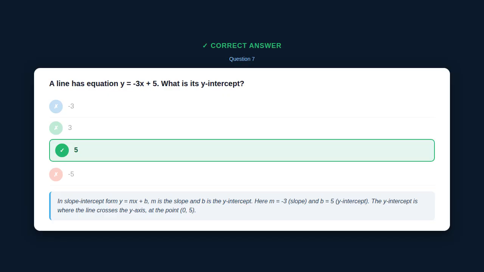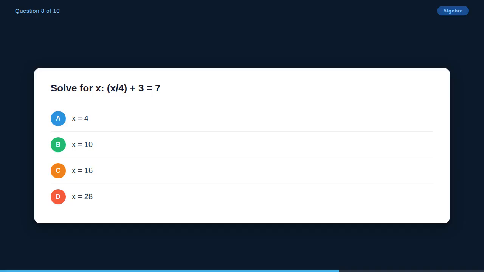slope and b is the y-intercept. Here m equals -3, the slope, and b equals 5, the y-intercept. The y-intercept is where the line crosses the y-axis, at the point (0, 5).